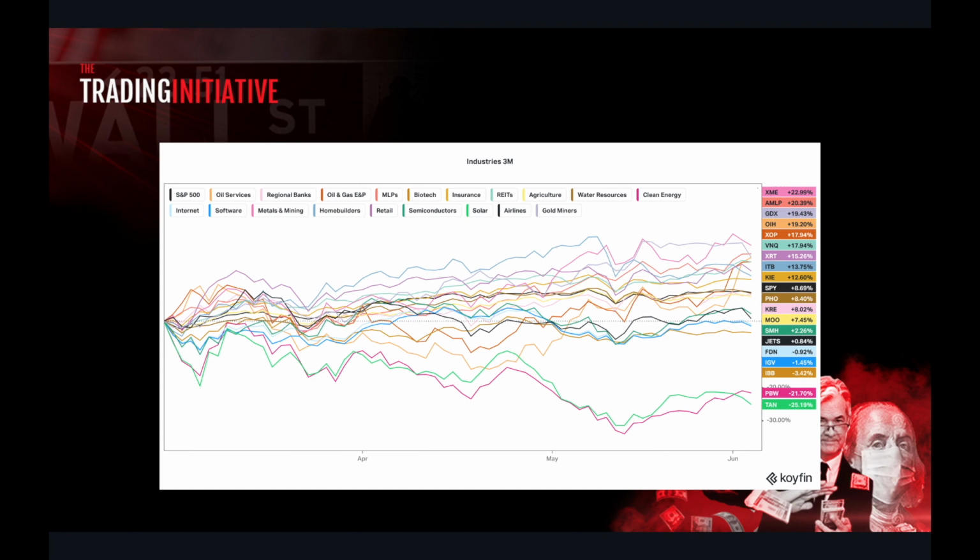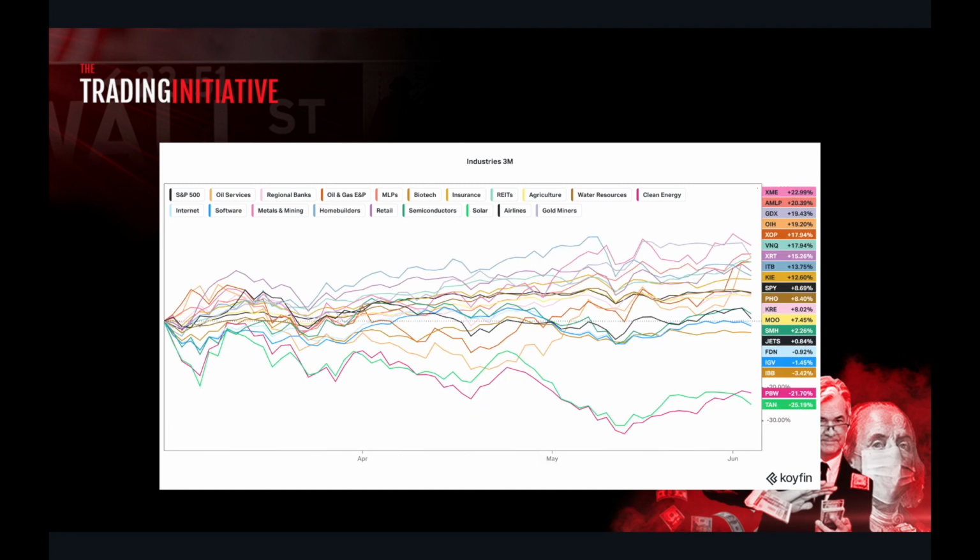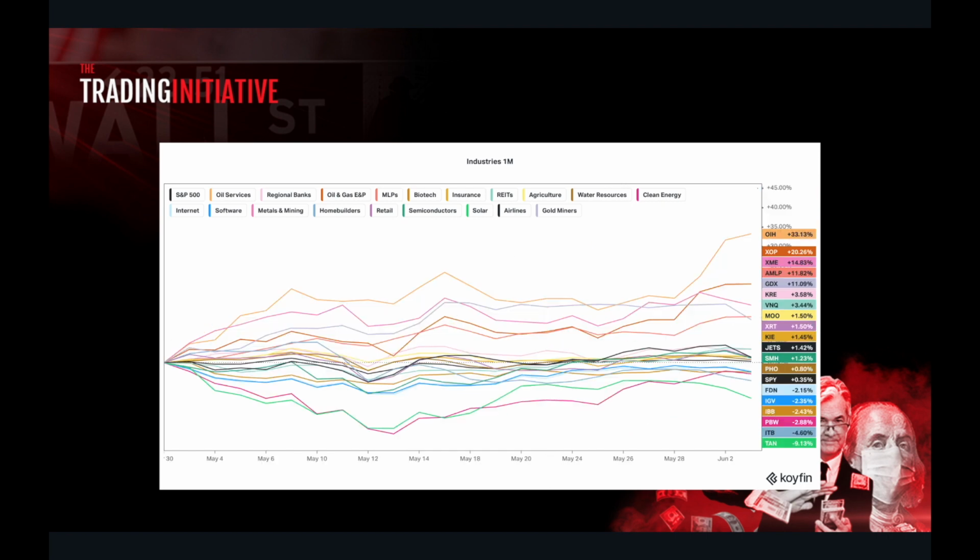So if you would have bought SMH 10 years ago, you'd be up huge. But let's say you're not looking to hold it for 10 years. You're looking to hold it for a month. Now which one do you want to buy? Not SMH probably, right? 1 month. OIH and XOP absolutely killing the market. Whereas everything else is kind of fluctuating around SPY. Not a whole lot of big winners other than OIH and XOP.